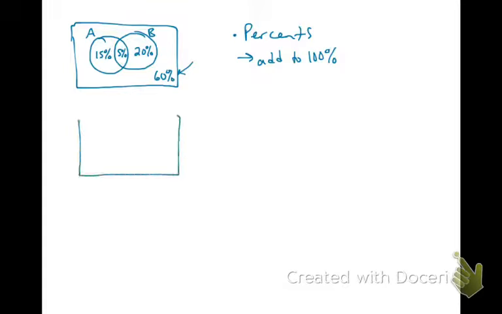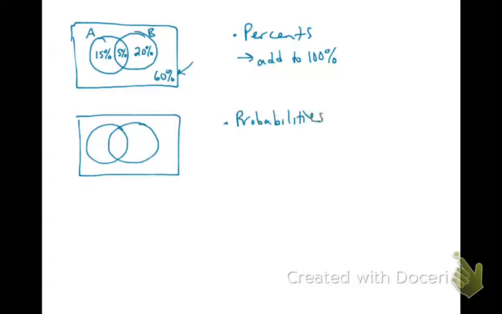Another way you can do Venn diagrams is with probabilities. And that's going to be all numbers between 0 and 1, including those numbers. So 0.15, maybe 0.05, 0.2. Those are very similar to the numbers I just had in the first example. So those are going to be for events A and event B. And we still have a remaining 60%, so 0.6.